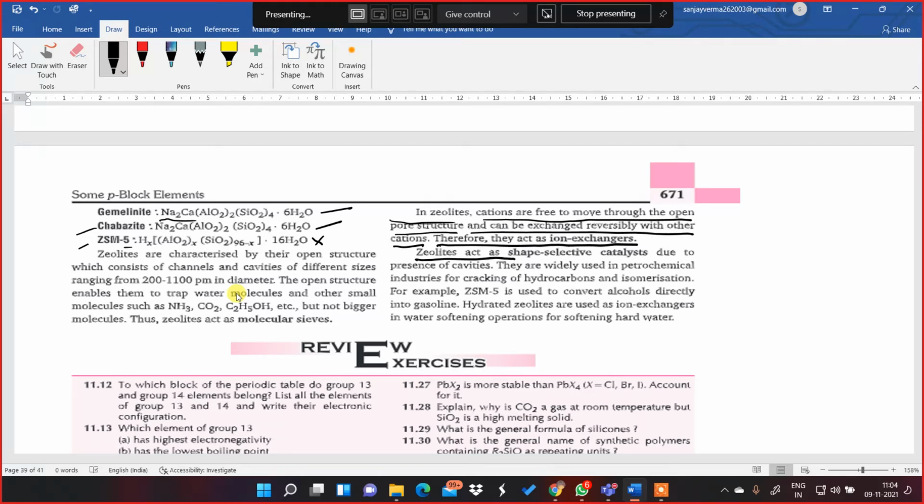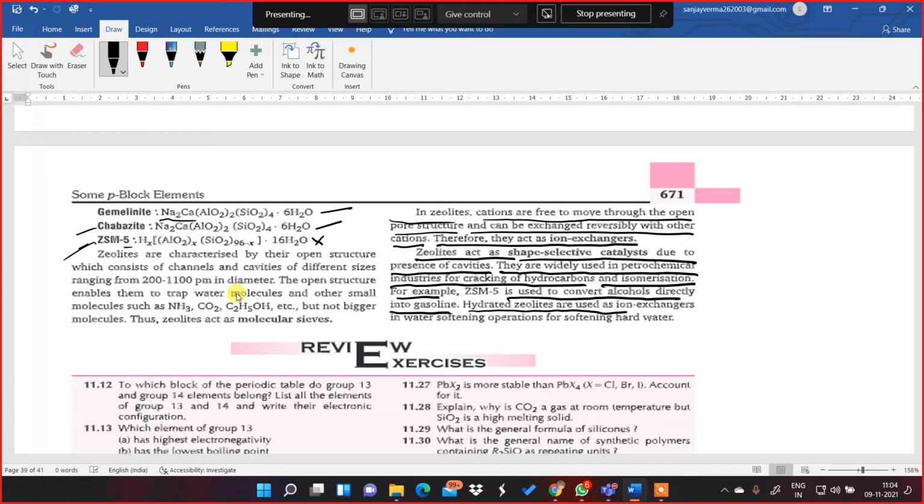Zeolites act as shape selective catalysts due to the presence of cavities. They are widely used in the petrochemical industry for cracking of hydrocarbons and isomerization. For example, this ZSM5 is used to convert alcohol directly into gasoline fuel. Hydrated zeolites are used as ion exchangers in water softening operations for softening hard water. So these are the important uses of zeolites.